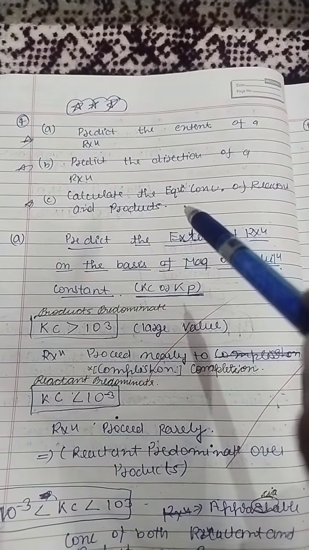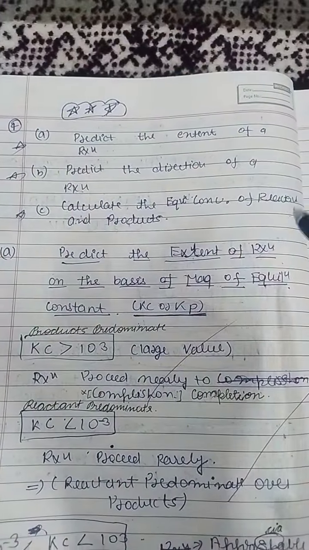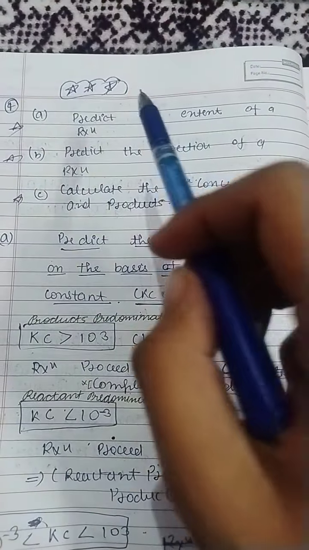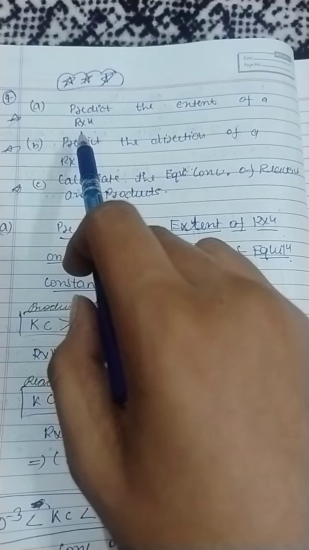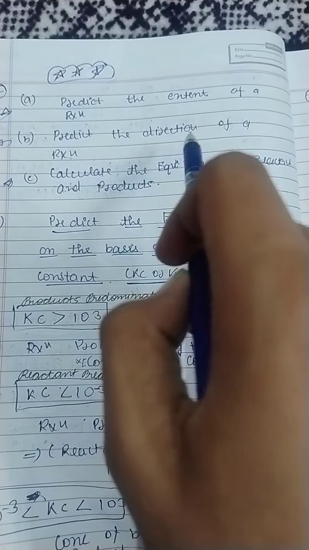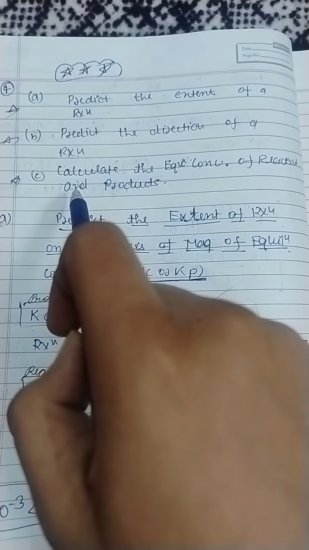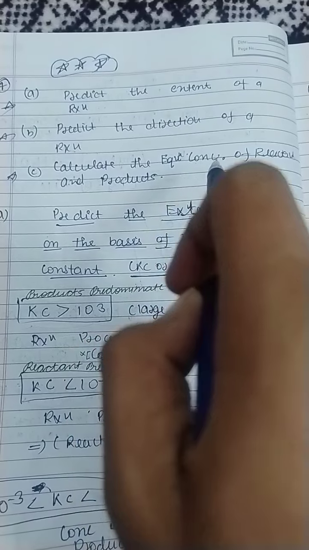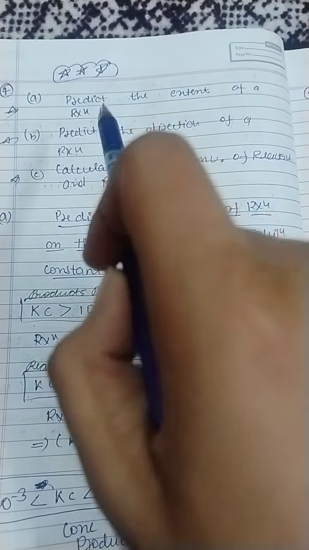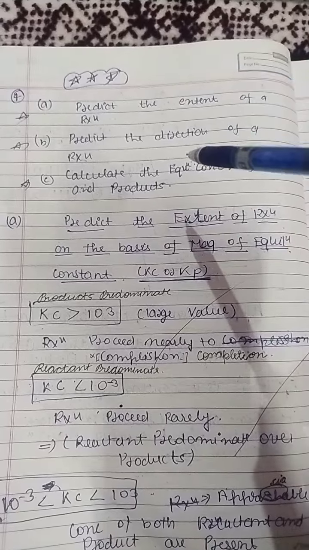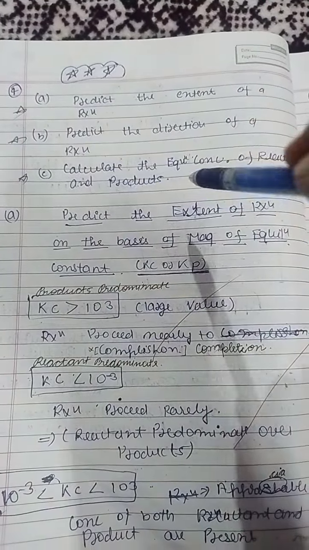Here comes the fourth point, which is a combination of multiple points or subparts. First is predict the extent of reaction. Second is predict the direction of reaction. And the last is calculate the equilibrium concentration of reactant and product. I think you are not understanding these points, so let us move to the next step to understand it properly.